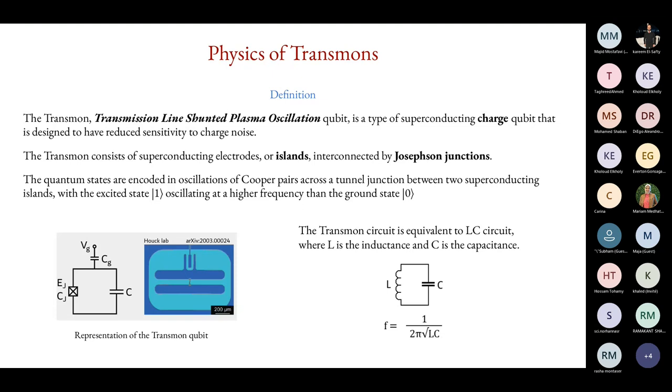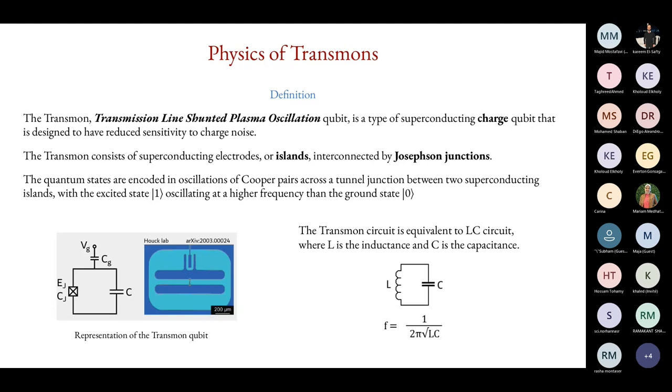So what we need to really keep in mind from this sentence is that the main difference between the state 0 and the state 1 is the frequency of each state. We say that in the state 1, we have our Cooper pairs oscillating at a higher frequency, and this is where we define the state 1. And at a certain lower frequency, we can determine that it is in the ground state, so that would be the zero state.